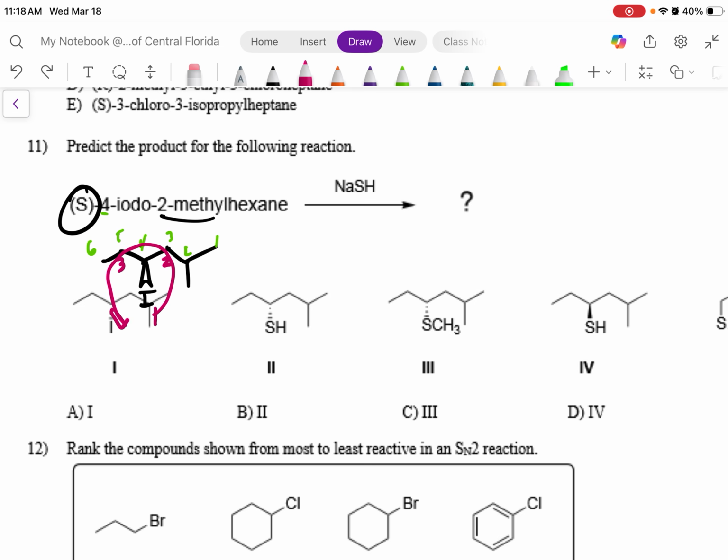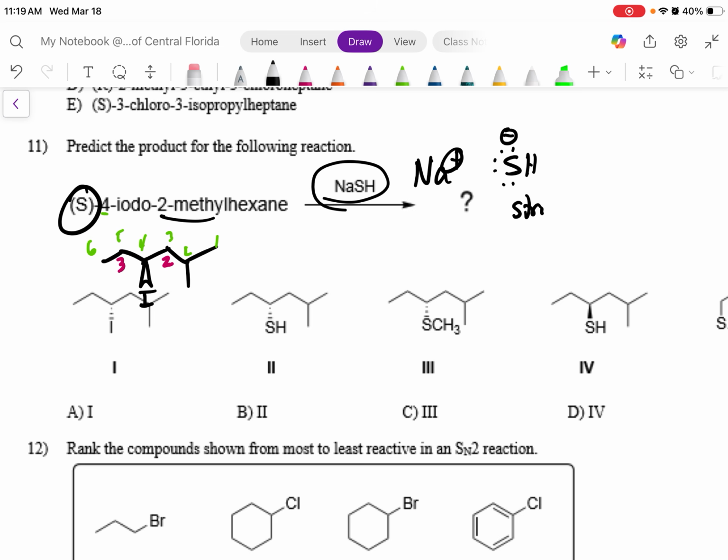1, 2, 3. That is definitely S. So I've drawn the S enantiomer of the 4-iodo 2-methylhexane. This is our attacking species right here. When you look at that attacking species, you see that it's ionic. So that means sodium plus, SH minus. So the attacking species is a strong attacking species, which favors E2 and SN2.